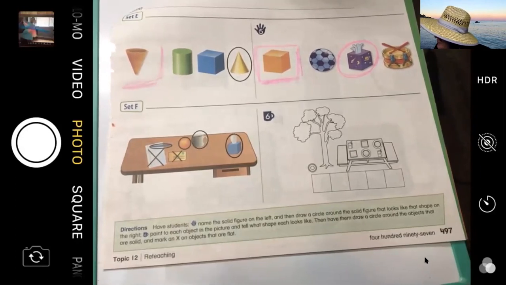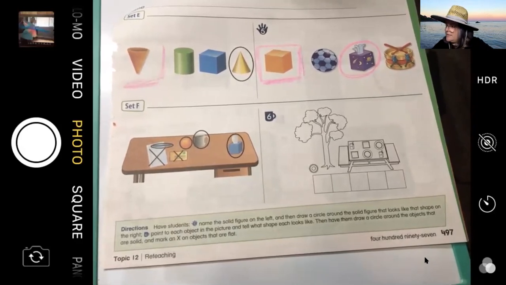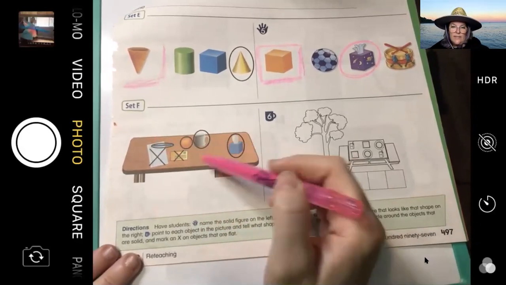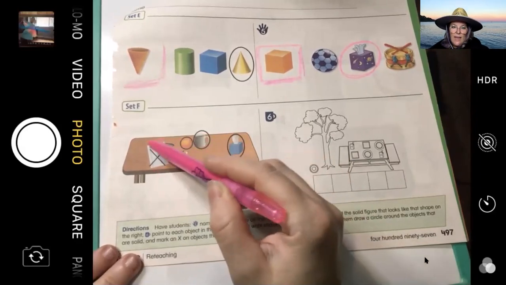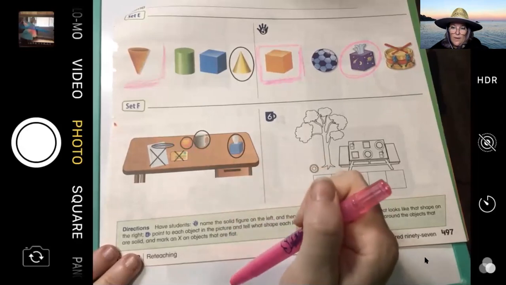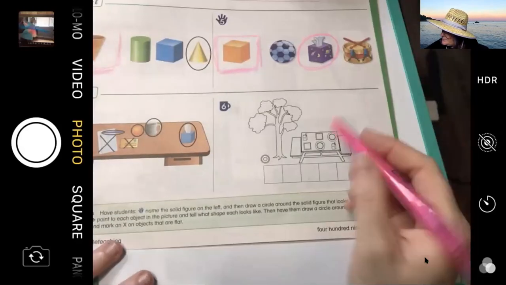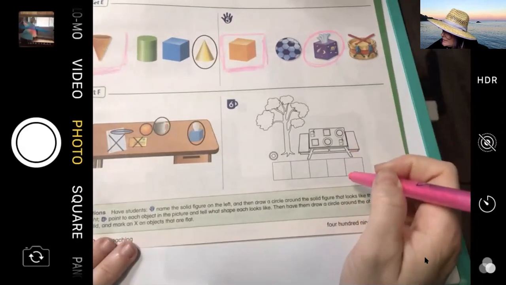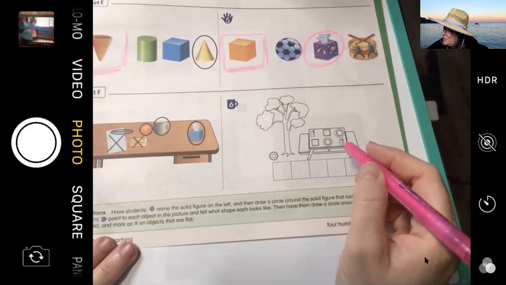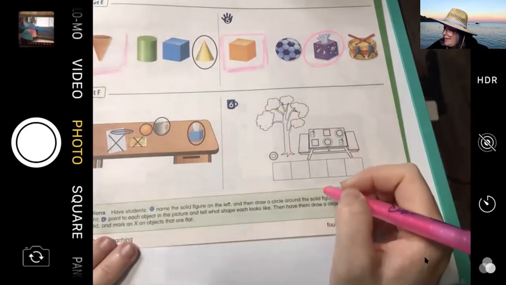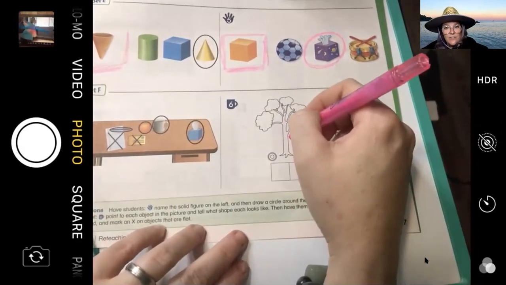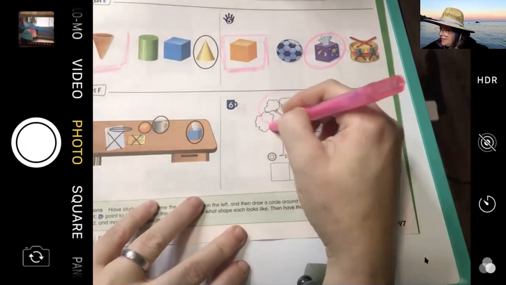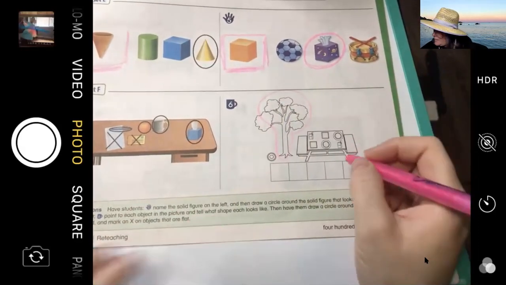Then you're going to draw a circle around the objects that are solid and mark an X on the objects that are flat. Okay, so take a look. They have all of these objects on the table. They've circled all of the solid 3D shapes and they marked an X on all of the 2D flat shapes. Okay, so now let's take a look over here. They want us to circle all of the 3D shapes and put an X on all of the flat shapes. Here we go. So this tree, is that tree 3D or 2D? Oh, it is definitely 3D, 3-dimensional, okay? And what about the picnic table?